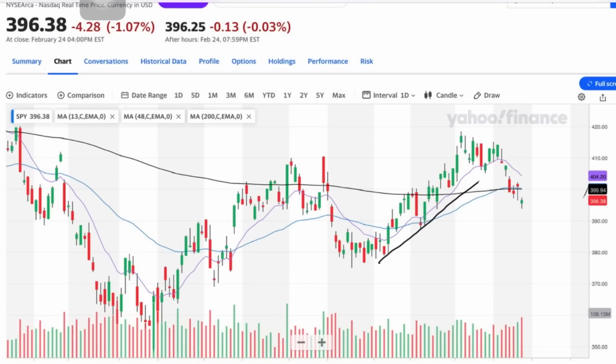Okay, so I'm trying to illustrate these things for you today so that you guys can see the importance of, we are breaking down. The SPY has now, again, lost its uptrend. It's also under the 200 EMA. Okay, it's also under the 48 EMA as well. And so when you factor those things in, you have to understand the momentum is starting to shift to the downside.